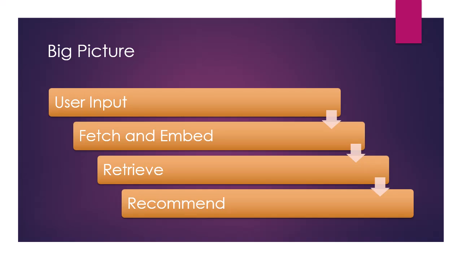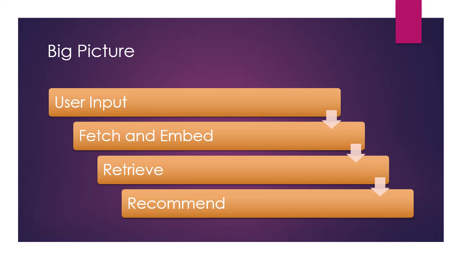In step 1, the user tells us their learning goal, like I want to learn React basics. This input will guide our search and recommendations. Next step is embedding the videos. We embed the video data, titles, and descriptions, turning them into vectors using LangChain's embedding tools. This gives us a smart, searchable memory of the videos.